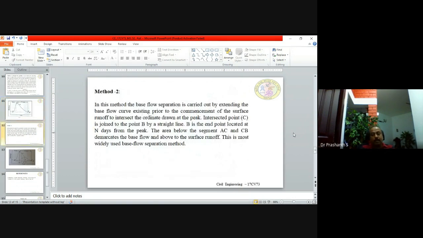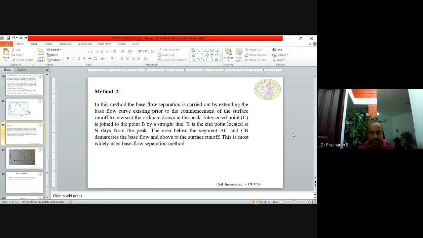also called method 2. Let's see how they do the base flow separation. In this method, the base flow separation is carried out by extending the base flow curve existing prior to the commencement of the surface runoff to intersect the ordinate drawn at the peak. The intersected point C is joined to the point B by a straight line. B is the endpoint located at N days from the peak. The area below the segments AC and CB demarcates the base flow, and above it is the surface runoff.